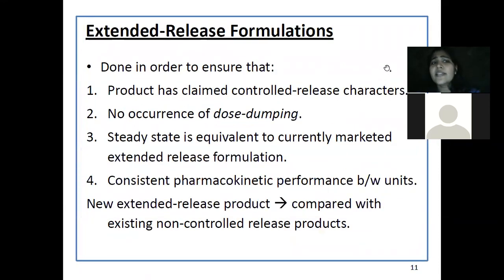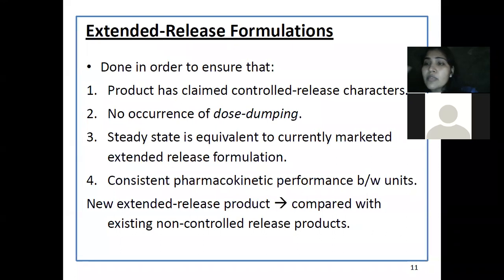Then extended release formulations are studied in order to ensure that the product has claimed controlled release characteristics, with no occurrence of dose dumping. What do you mean by dose dumping? In a controlled extended release formulation, generally you have a higher dose, and the formulation is made in such a way that at some time interval, in 3 hours maybe, it will release say 10 milligram of the drug. In the next 3 hours it will release another 10 milligram of the drug.